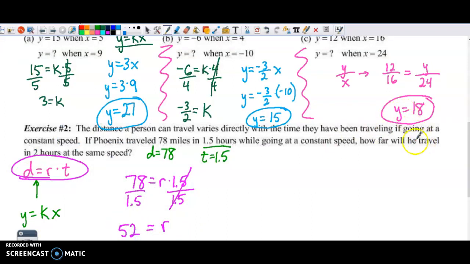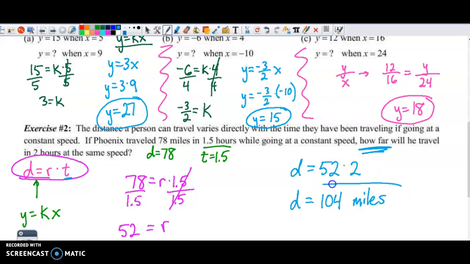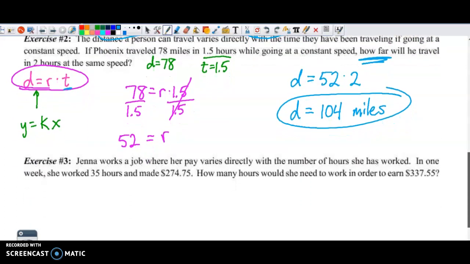And so from here, how far will Phoenix travel in 2 hours at the same speed? Well, this time the question is how far, so we're asking d. We now know the constant of variation is 52. After 2 hours, so t is equal to 2. And I think you could do that in your head. 50 times 2 would be 100. 2 times 2 would be 4, so 104 miles. There you go. So a little application to direct variation.